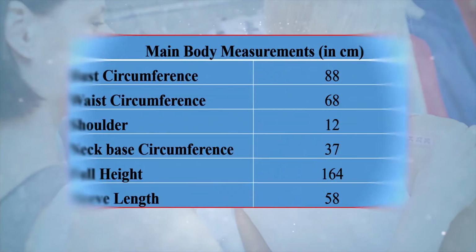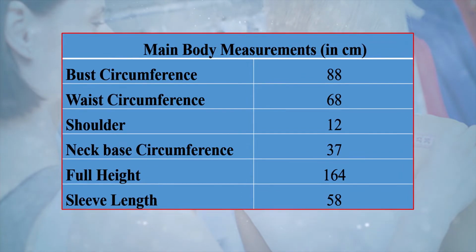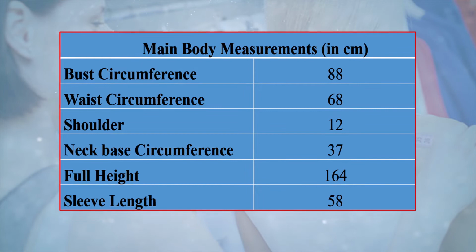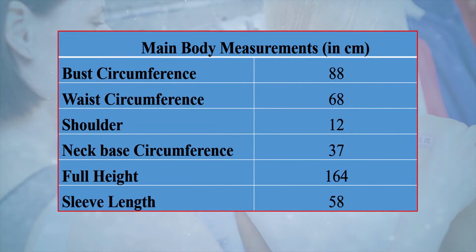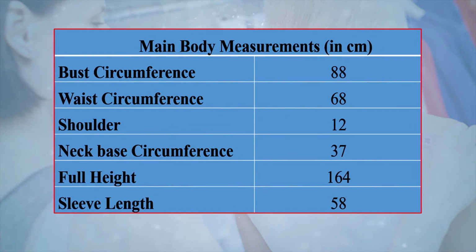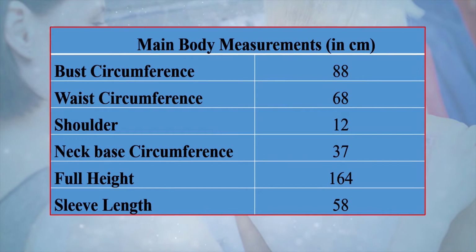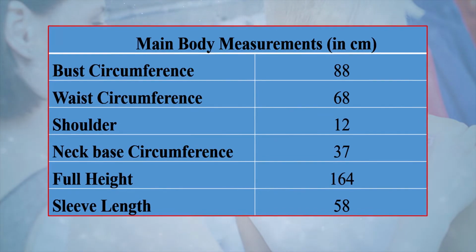Like first, for the bodice, you have to take the bust circumference. For standard we have 88 centimeters. Then we take the waist circumference measurement. Then we take the shoulder measurement, neck base circumference. We take the full height and sleeve length. So these are the basic body measurements we take for creating a basic bodice block.